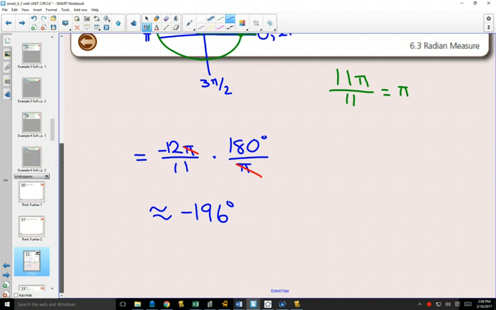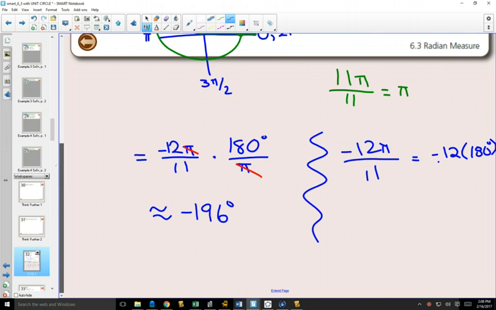Now, as a shortcut for changing from radians to degrees, since you know that pi radians is equal to 180 degrees, when you've got an angle with pi in it, the shortcut is just to change the pi to 180 degrees, and that'll give the same thing. And the reason that happens is because the pi's will always cancel out and you'll be left with 180 degrees.